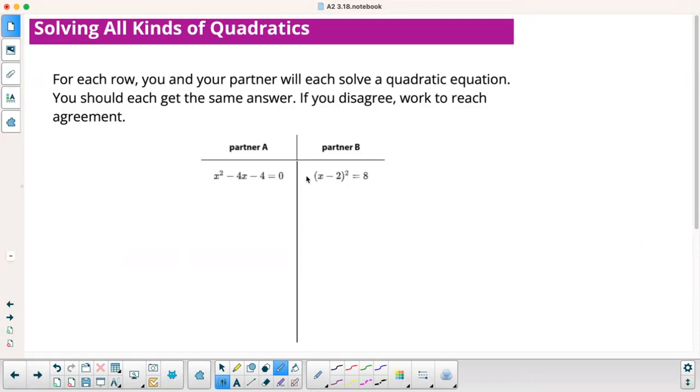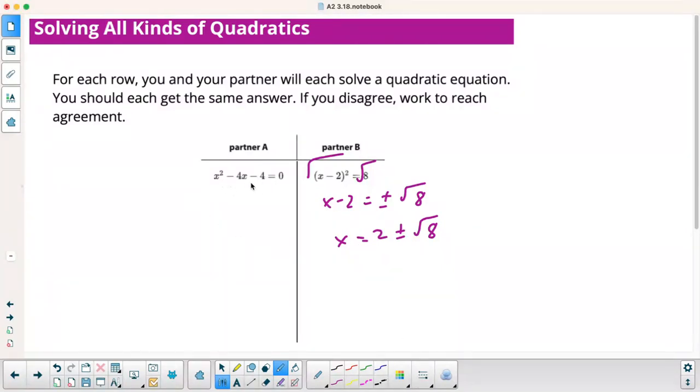So this here, I'm going to start with this one. This is easiest. I'm going to square root both sides. So I'm going to get x minus 2 equals plus and minus square root of 8. Add 2 to both sides, 2 plus and minus the square root of 8. So I come over. Now, I got to simplify this radical, but I'll do it in a minute. So I'm going to come over here.